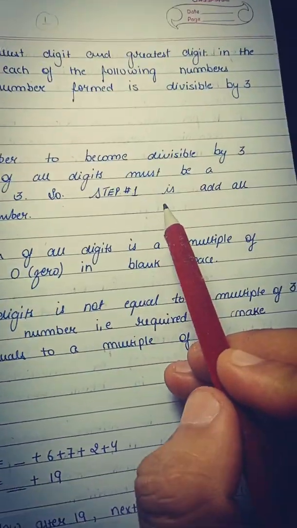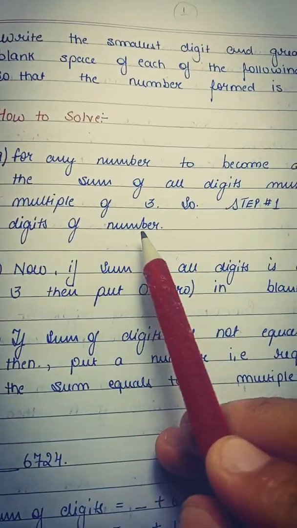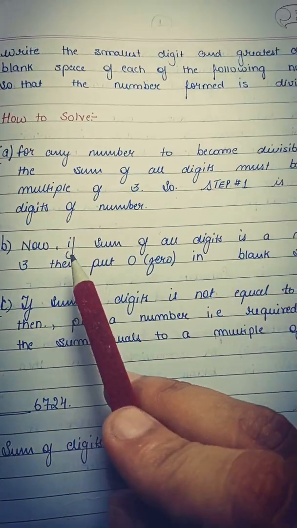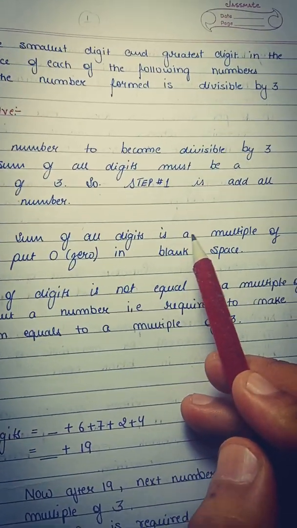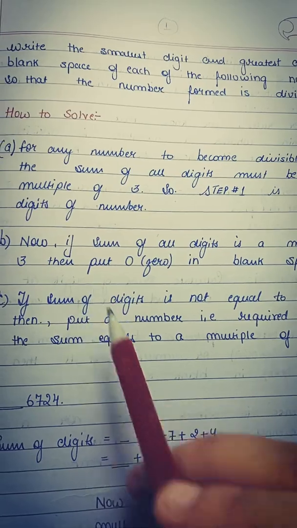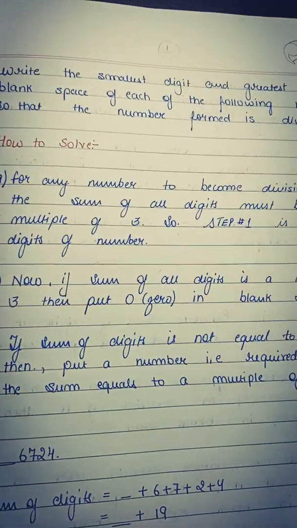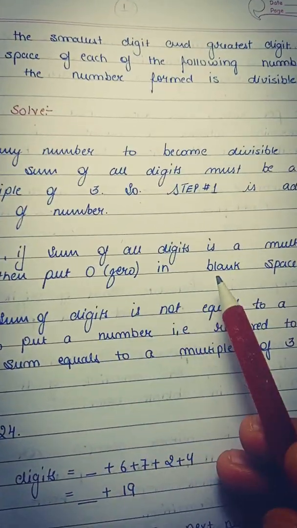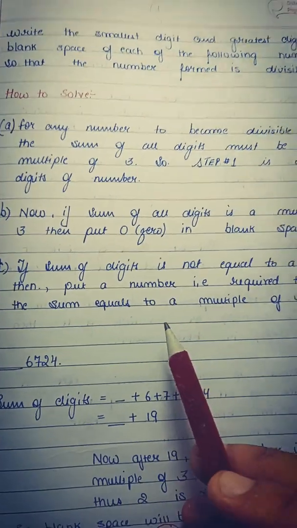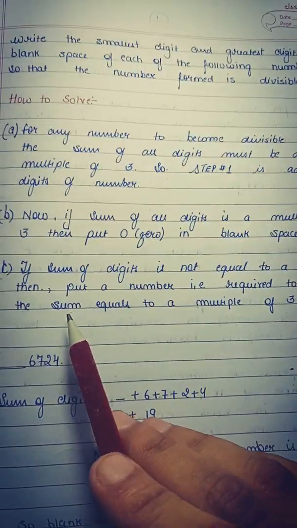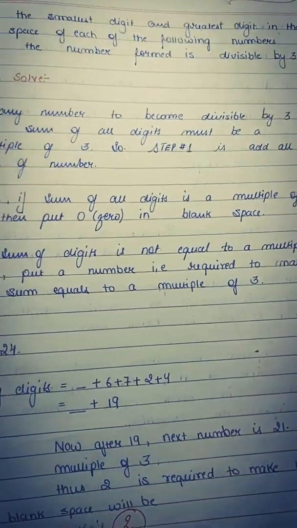So, step 1 is to add all the digits of the number and check if the sum of all digits is a multiple of 3 or not. If it is a multiple of 3, then just put 0 in the blank space, and if it is not, then put a number that is required to make the sum equal to a multiple of 3.